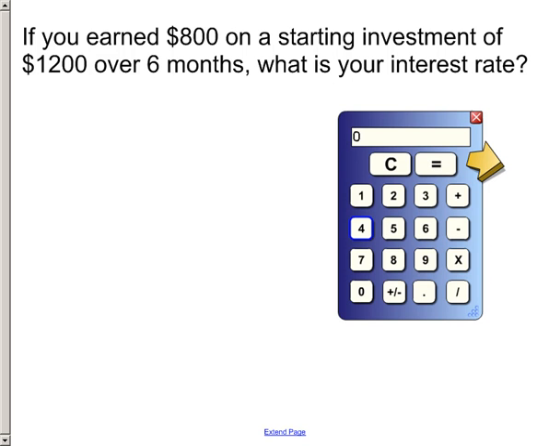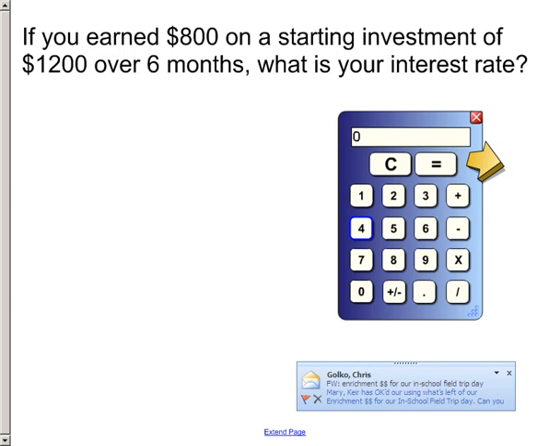Let's practice one more interest problem. If you earn $800 on a starting investment of $1,200 over 6 months, what is your interest rate? So this time we're going to be solving for the R.